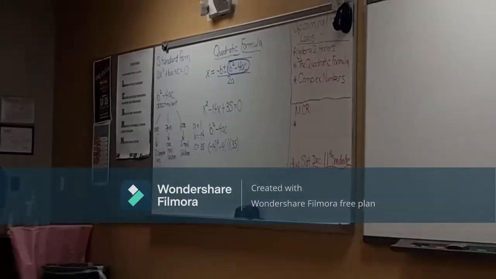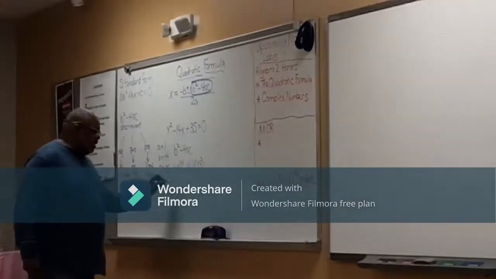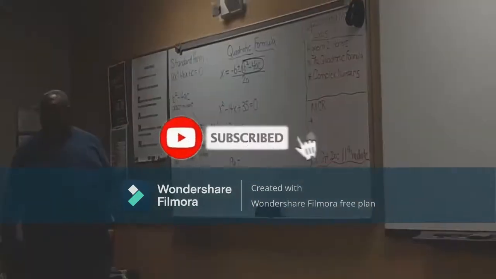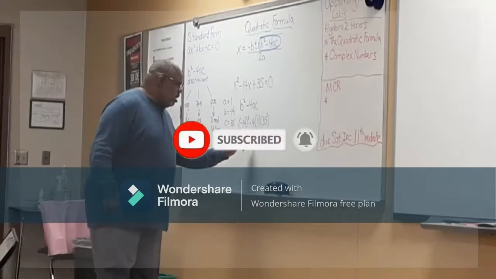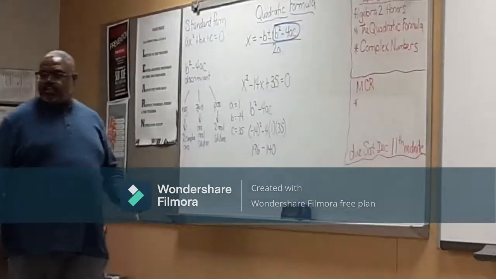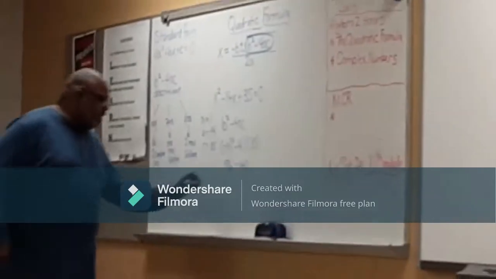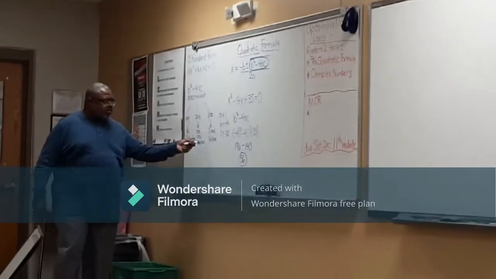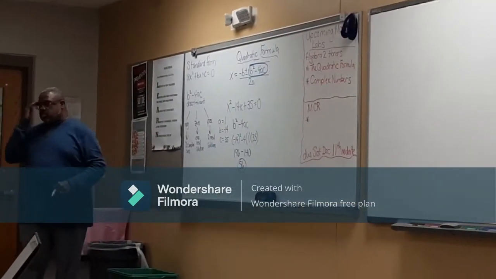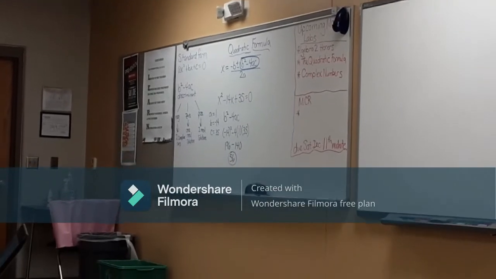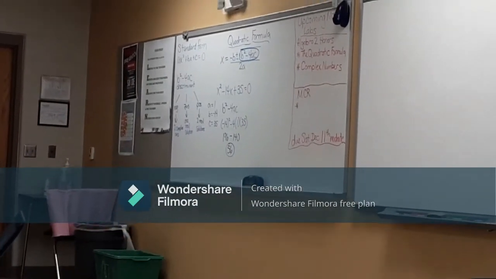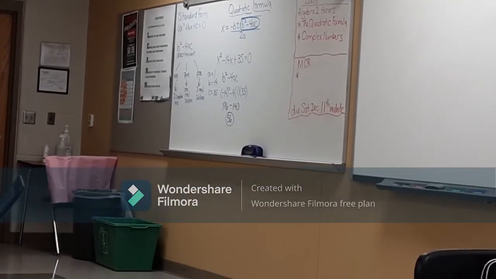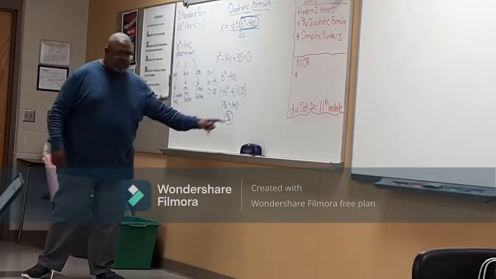Negative 14 squared, if I square that, I get 196, minus 35 times 4, I believe that's 140. Subtracting 196 minus 140, that's 56. 56 is positive. So I got two real solutions. Okay? They're not rational solutions.